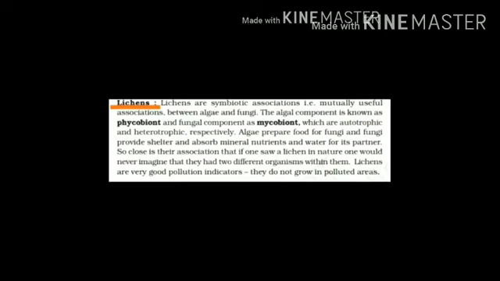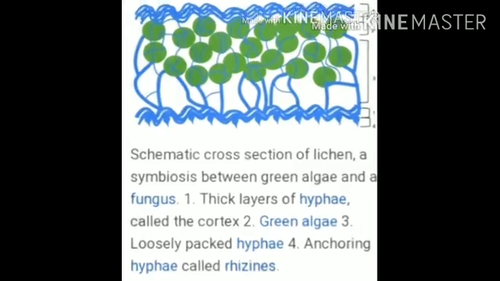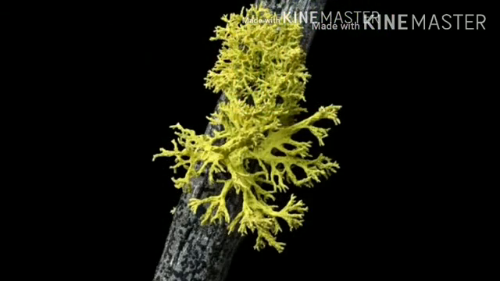Lichens are very good pollution indicators. They do not grow in polluted areas. As in the image, you can clearly see the schematic cross-section of a lichen, a symbiosis between green algae and a fungus. Number 1, thick layers of hyphae called the cortex. Number 2, green algae. Number 3, loosely packed hyphae. Number 4, anchoring hyphae called rhizines.